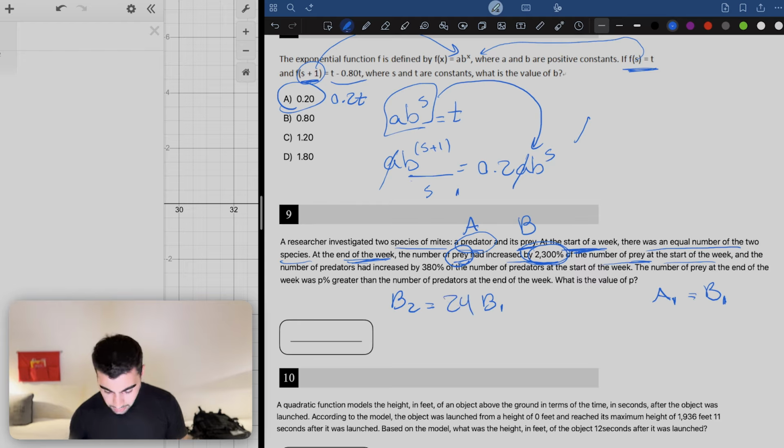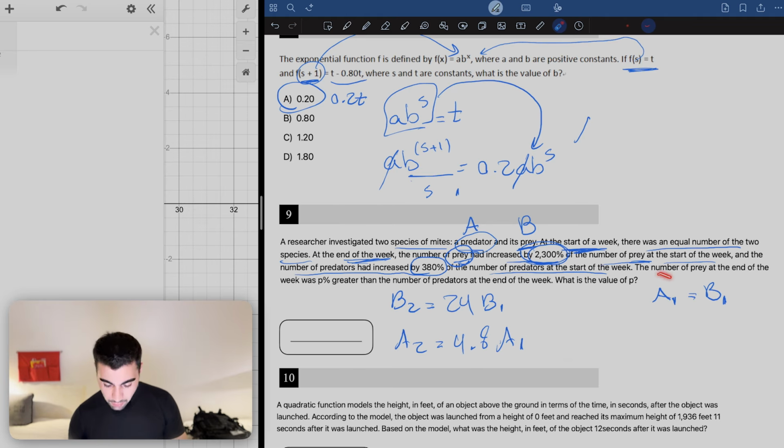And then the question says the number of predators had increased by 380% of the number of predators at the start of the week. So A2 is going to be equal to a 380% increase. So it's going to be 3.8 plus 1, 4.8 times A1. We got the equations, right? This is what we have.